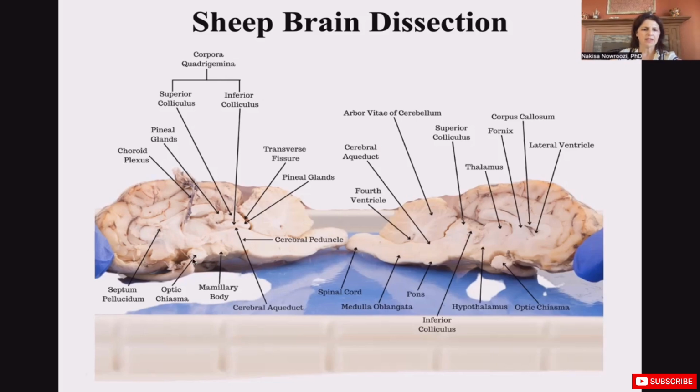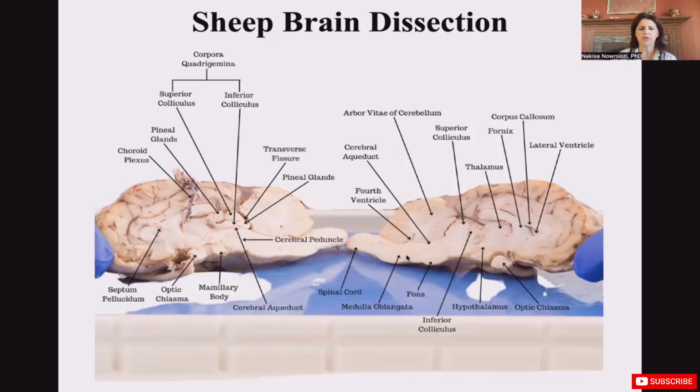Optic chiasma is showing here. Mammillary body is showing here. This passageway right here is called cerebral aqueduct between the fourth ventricle and third ventricle, which is around the thalamus here, cerebral aqueduct. You have pineal gland showing here. Transverse fissure between cerebrum and cerebellum. You have superior colliculus, inferior colliculus combined together. They're called corpora quadrigemina. If we look at this section, we are seeing spinal cord on both sides.